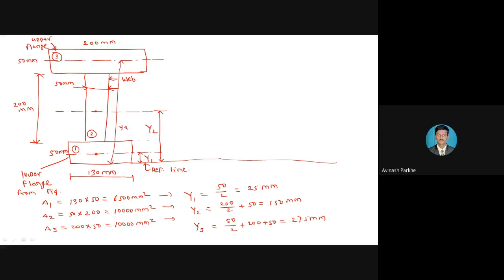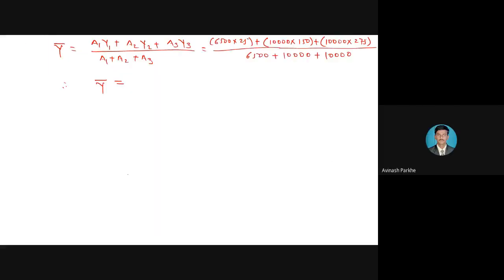This is y3. So what is the y bar? Please tell me. Y bar is equal to 166.50. Yes, correct. 166.50 mm from bottom side. Please check here, from bottom side.